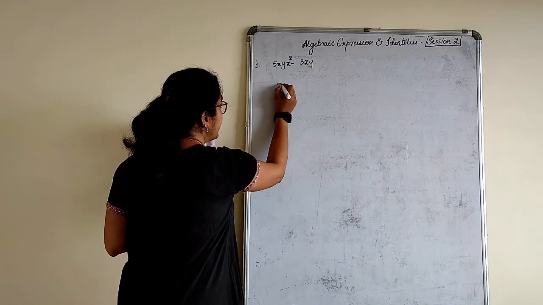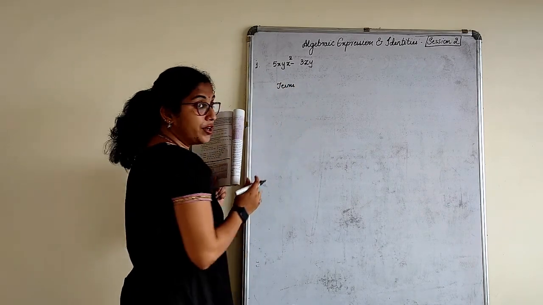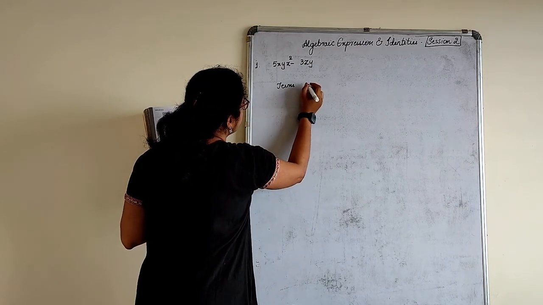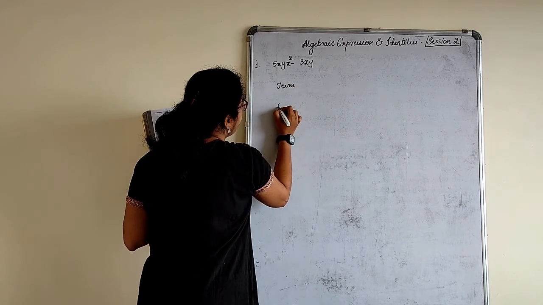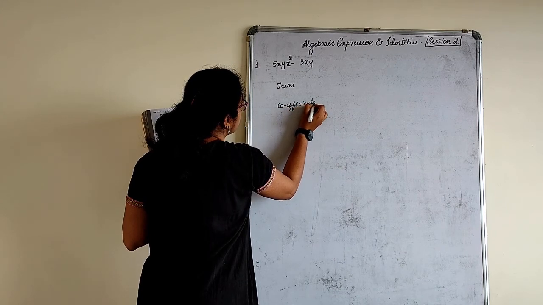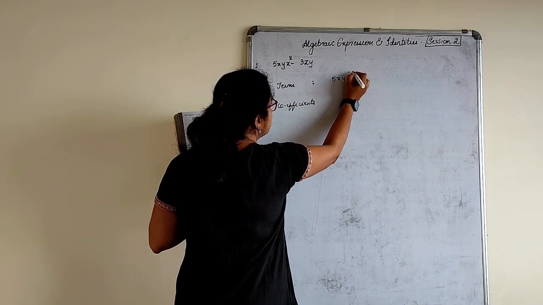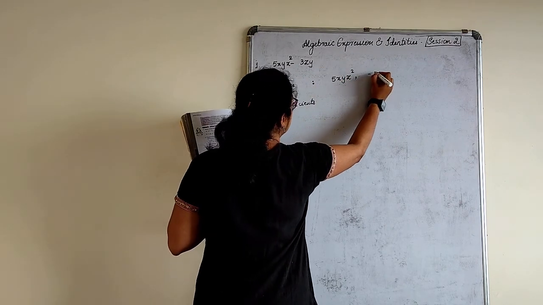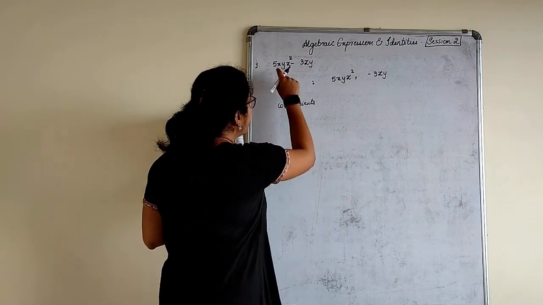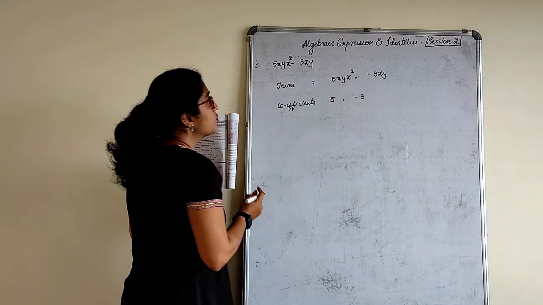So how are we going to write this? Terms and coefficients. Okay, so which are the terms here? 5xyz square and minus 3zy. These are the 2 terms. Which are the coefficients here? 5 is the coefficient and minus 3 is the coefficient.